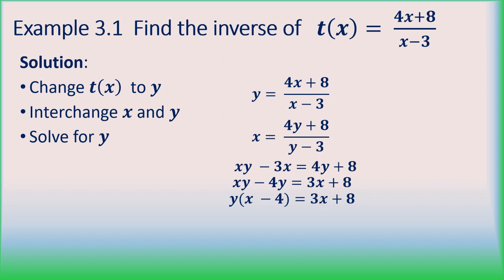Okay, we divide both sides by x minus 4. X minus 4 also here. Okay, so a divisor x minus 4 here will cancel out with this. So we're left with y. Now y is equal to 3x plus 8 all over x minus 4. And for our notation, we now have t inverse of x. From there, t of x. T inverse of x now is equal to 3x plus 8 all over x minus 4.